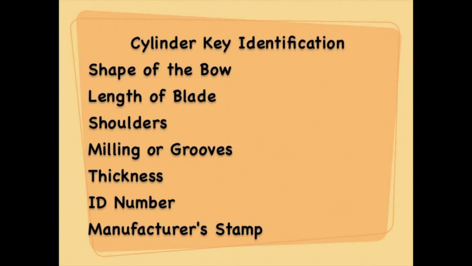But what we're going to look at to identify the keys is the shape of the bow, the length of the blade, the shoulders. Does it have a shoulder? Does it have one shoulder, two shoulders, or none? The milling or grooves of the key, the thickness of the key, if there's an ID number stamped on the key, and then if there's a manufacturer stamp on the key.